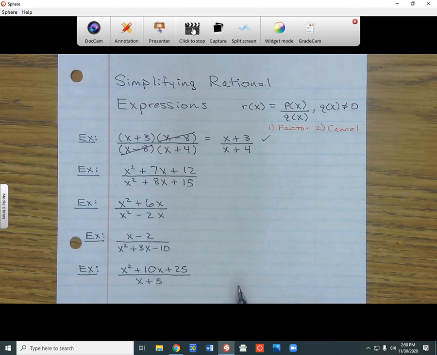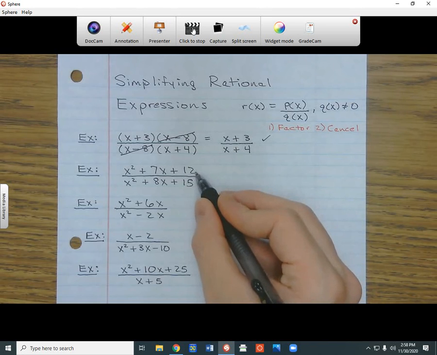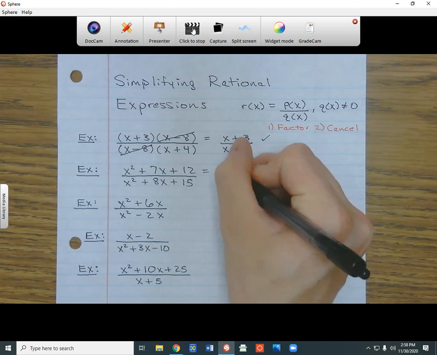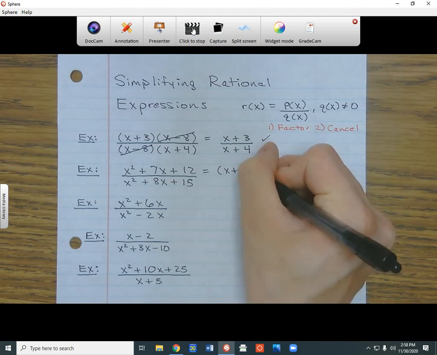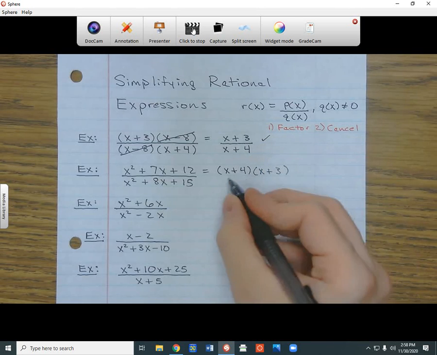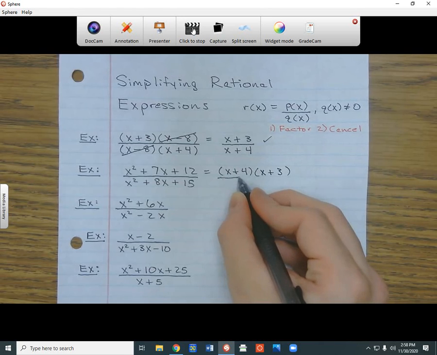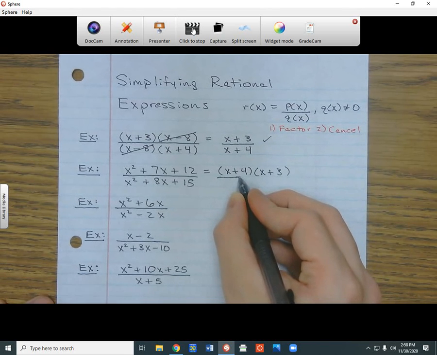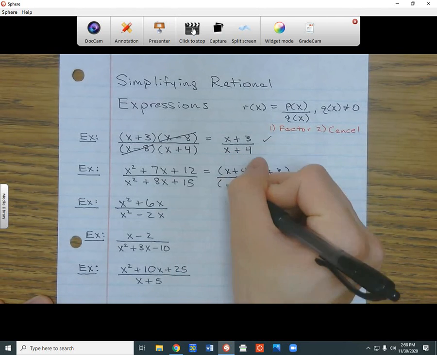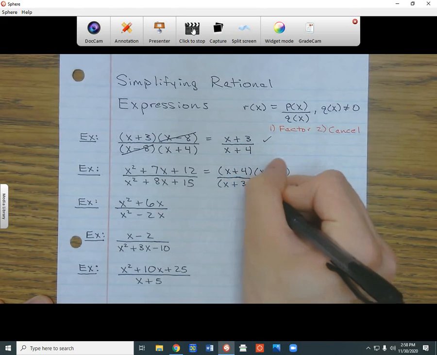For this one, I have to factor first because nothing really matches up right now. But I know I need to find two numbers that multiply to 12, but also add up to 7. That would be 4 and 3. So I could write this as x plus 4 and x plus 3. On the bottom, I need to find two numbers that will multiply to 15, but at the same time add up to 8. So 3 and 5 would work. So I can write this as x plus 3 and x plus 5.